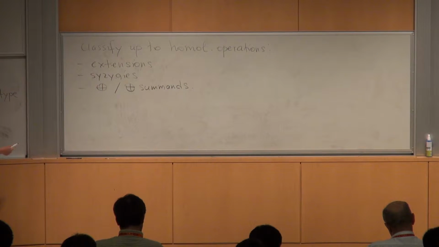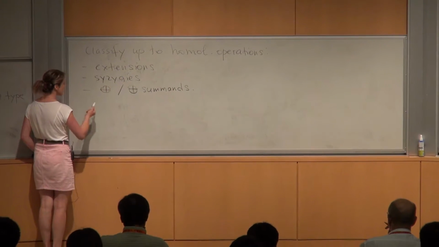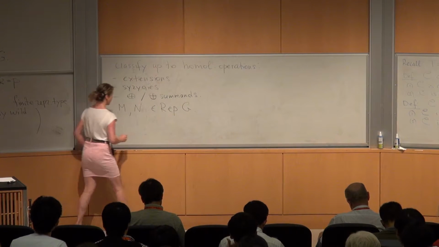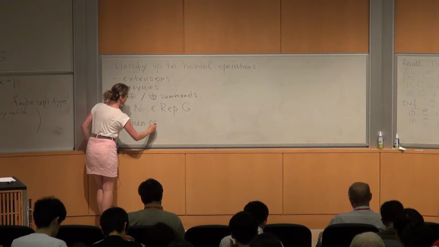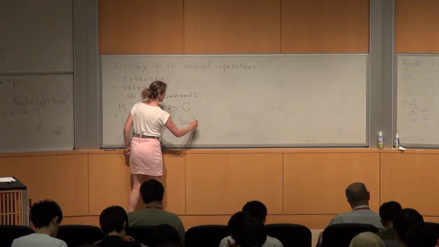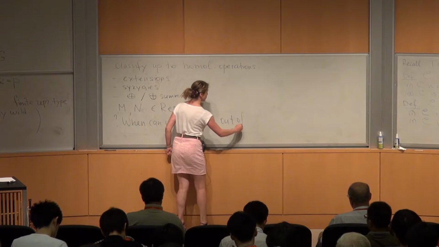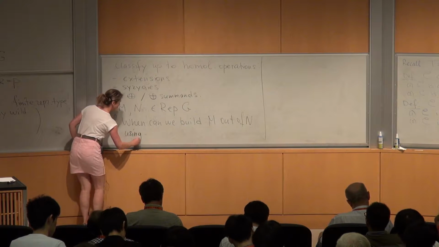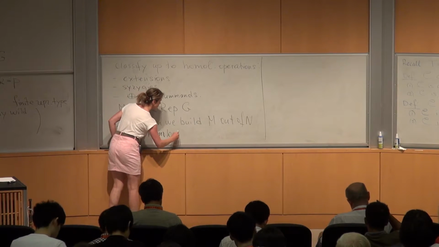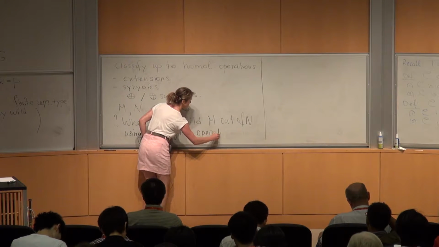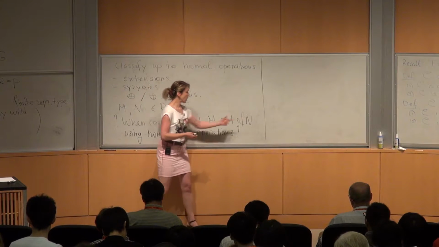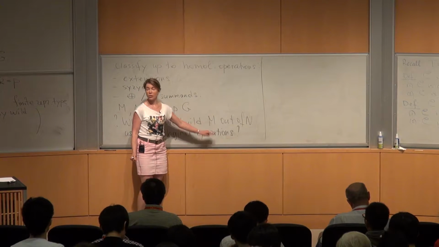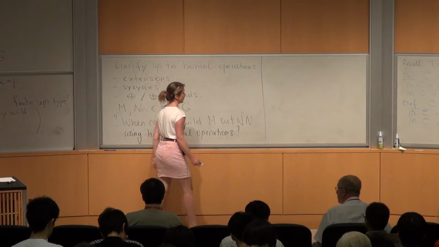And again, taking the terminology from topology, you can ask this in the following way. Let's say we have two representations of G, M and N. Then when can we build M out of N using these homological operations? So you start with N, you can take extensions, you can take direct summands, you can take syzygies. When can you get to M?